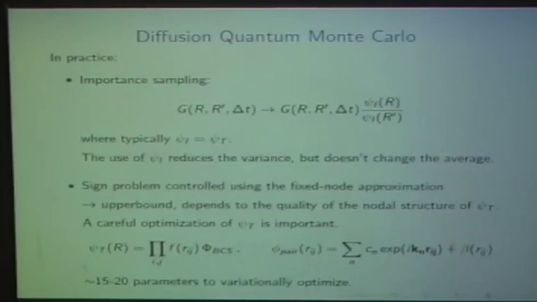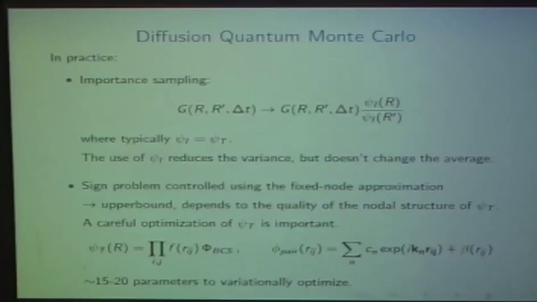In practice, we also do importance sampling. So rather than using this Green's function, we use a modified one where we want to guide our sampling of configurations to be more efficient. Unless this function is very bad, the use of it only reduces the variance but doesn't change the average in our observables. And then there is a sign problem, a fermion sign problem, and then we use a fixed node approximation.